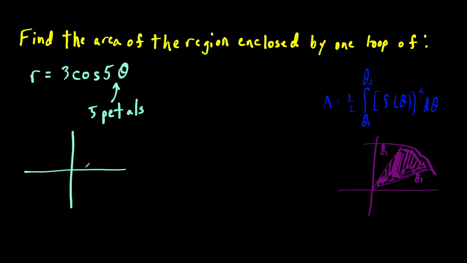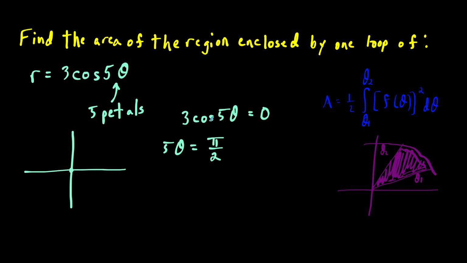And remember the concept. In order for us to construct a petal, we're starting at the origin, we're going away from the origin, and then we're coming back. So that means we have to find out at what 2 points is the radius equal to 0. Well, 3 cosine 5 theta is equal to 0 when the argument is equal to some multiple of pi over 2.